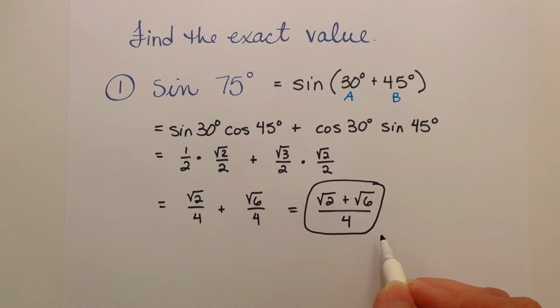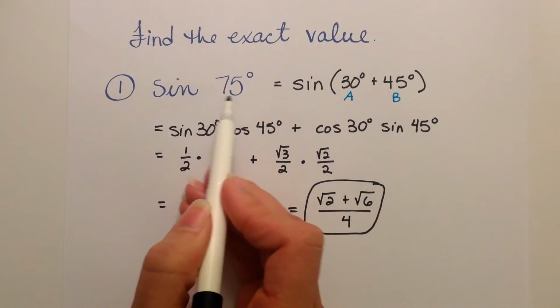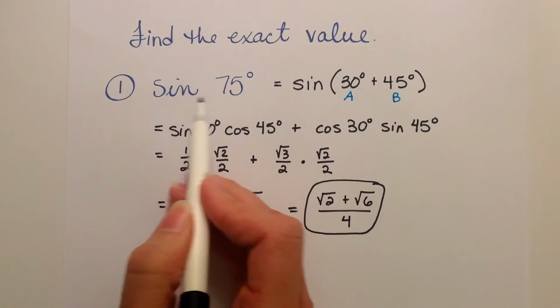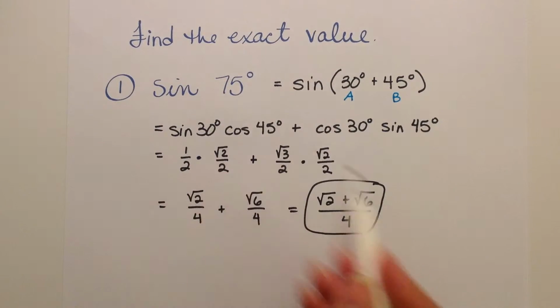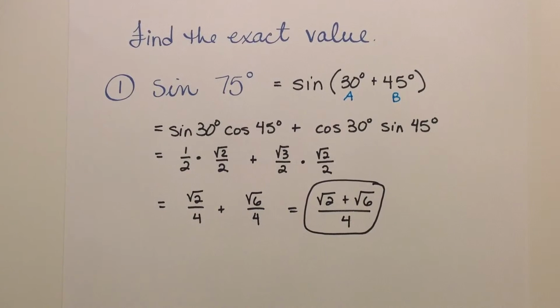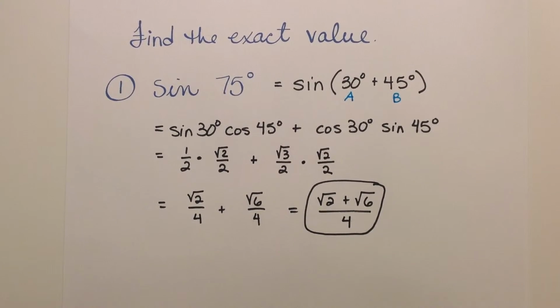Now if you wanted to check it, just go to your calculator, of course in degree mode, type in sine 75 degrees, and then type in the result you have here, and those two decimal approximations would be the same. So that would be an easy way to check it. Okay, next one.